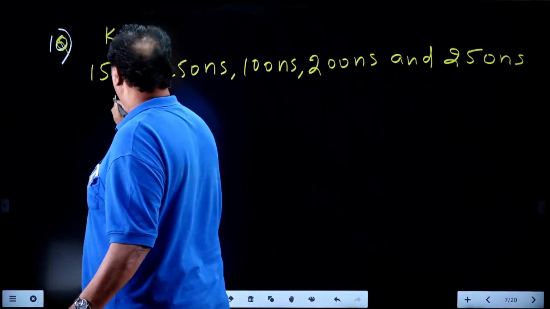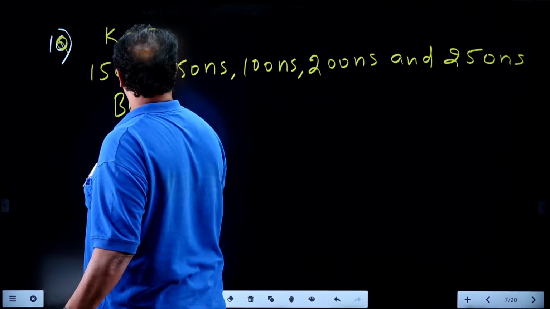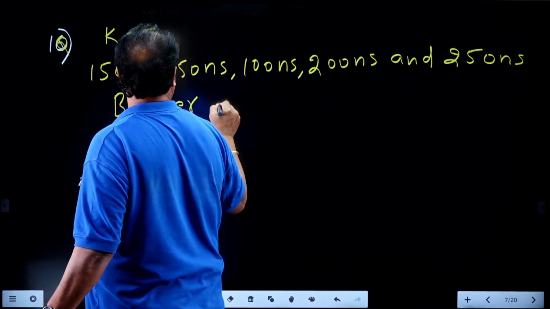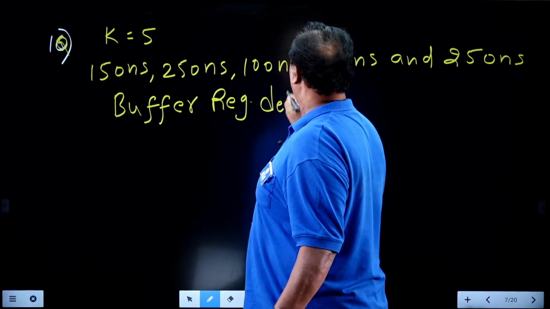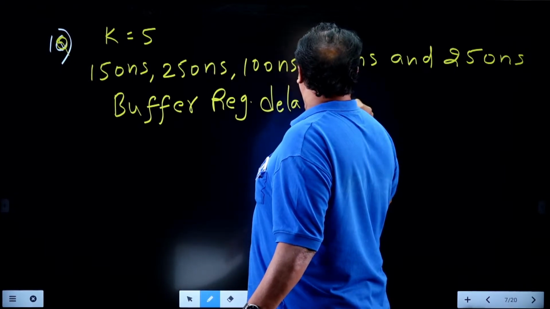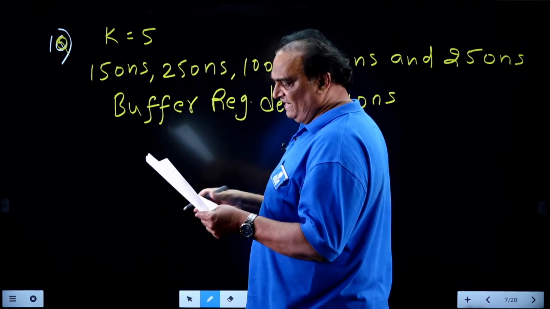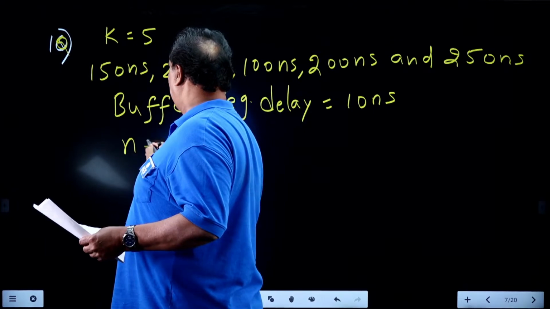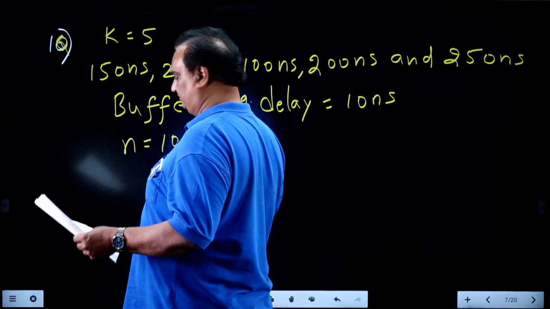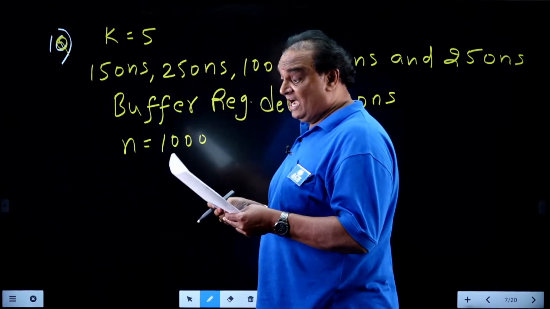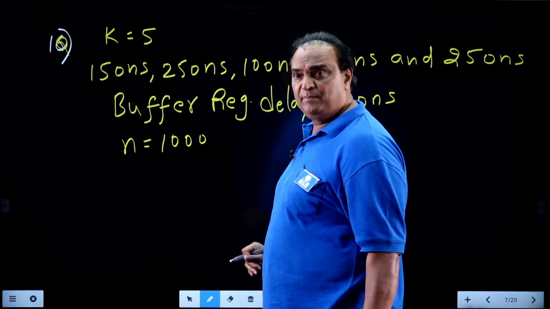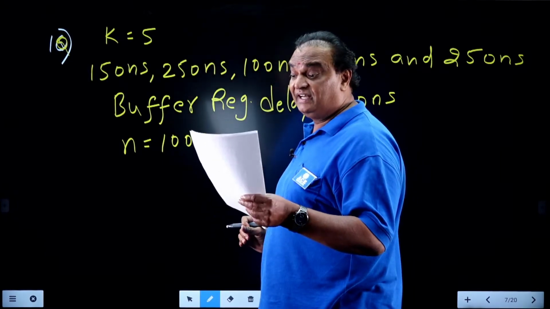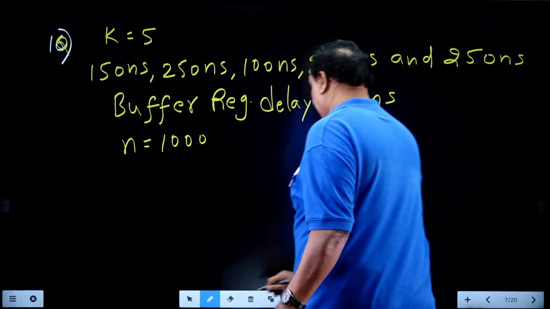Along with this, the buffer register delay is also given: 10 nanoseconds. He mentioned the number of instructions to be executed, 1000. Then he asked for the total amount of time needed to execute this program on the pipeline processor in microseconds. It is a NAT question.